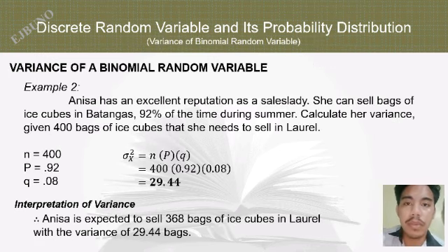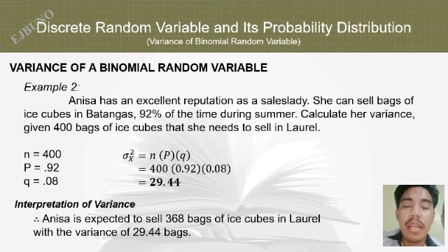Example number 2. Anissa has an excellent reputation as a saleslady. She can sell bags of ice cubes in Batangas 92% of the time during summer. Calculate her variance given 400 bags of ice cubes that she needs to sell in Laurel. We have the given n equal to 400, p equal to 0.92, and q equal to 0.08.